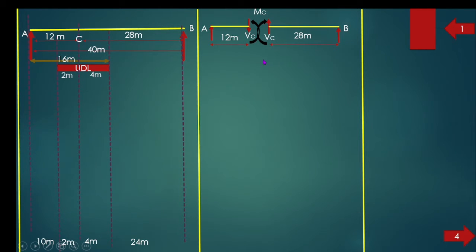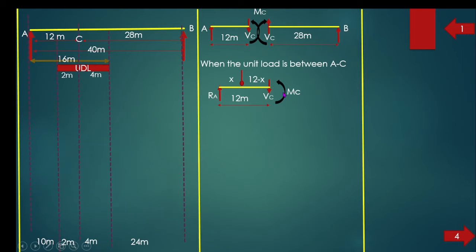And then now we can consider when the moving point load is in between A and point C. Basically, this is the pictorial representation of the same, that we have reaction A at this point. We have this unit load here, and let's say it is at a distance of x from reaction A. This makes us to say that the distance from this point up to point C is 12 minus x.